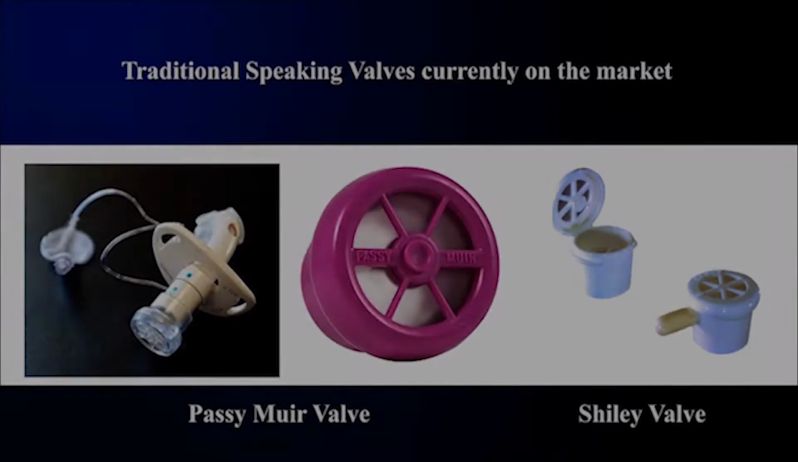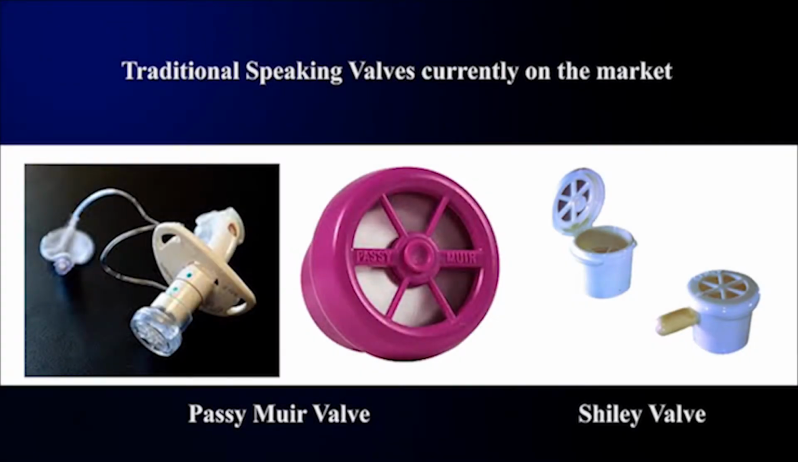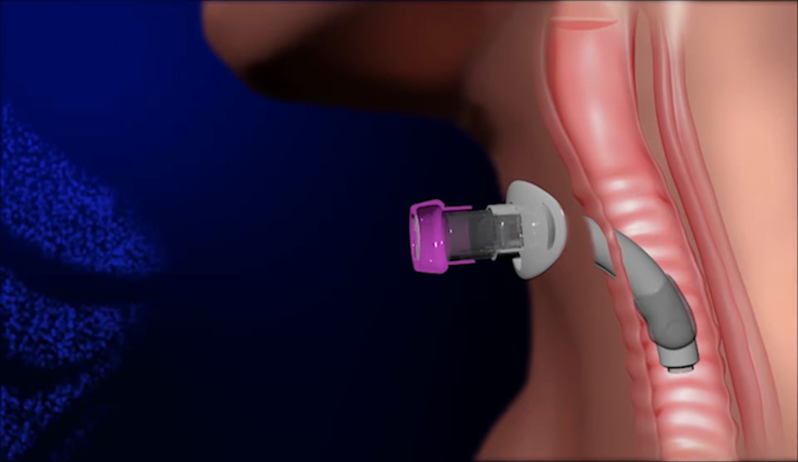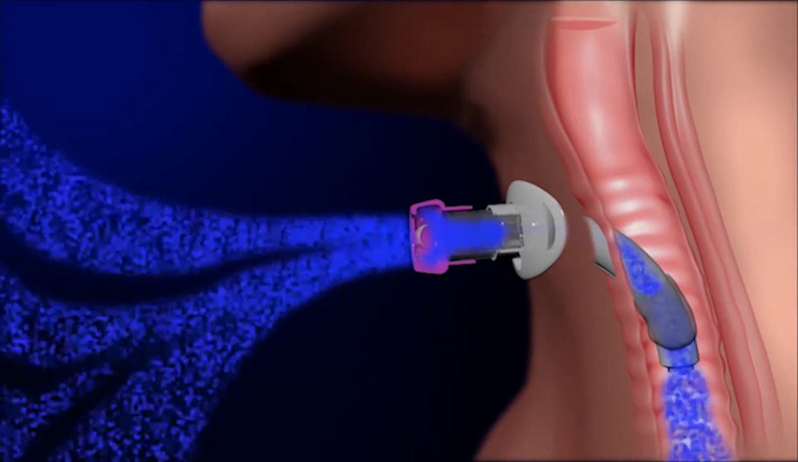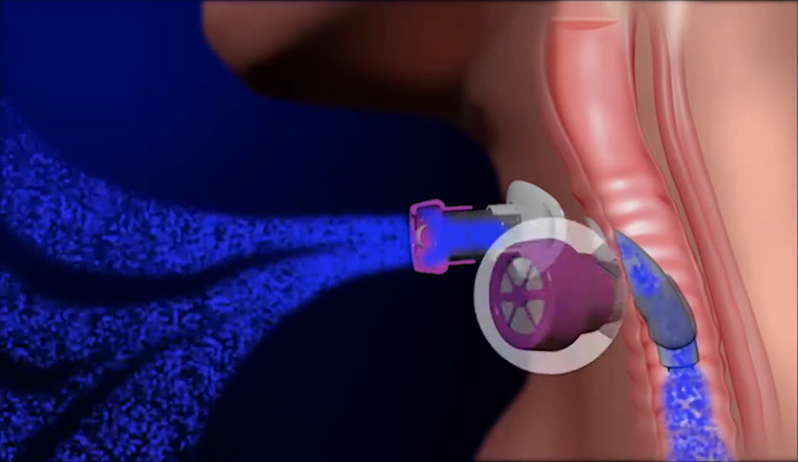The traditional speaking valves currently on the market are flapper-type valves, which include those manufactured by Passy Muir and Shiley. The design of the flapper speaking valves, which has not changed since these were first introduced in 1985, includes a membrane or a diaphragm which flexes upon inhalation and allows air to pass through the tracheotomy tube.